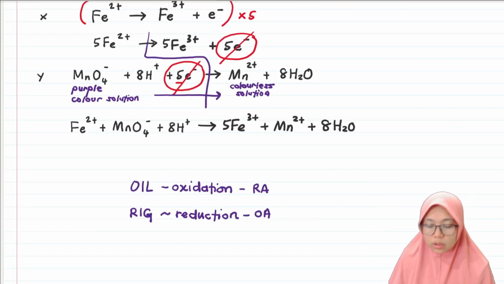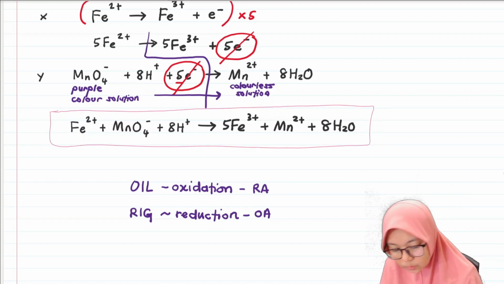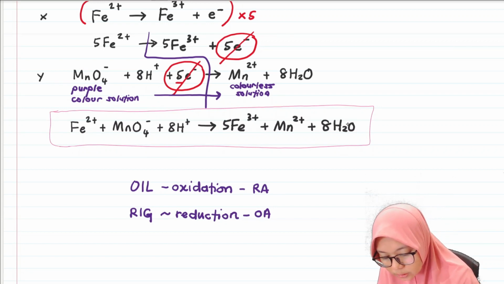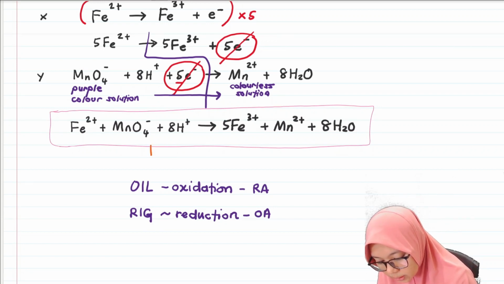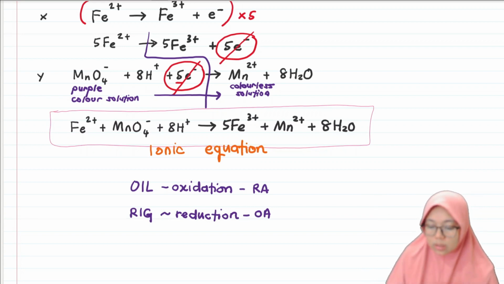As a conclusion, you will see that this equation here is called the ionic equation. So the ionic equation refers to the combination of both half equations at electrode X and electrode Y, where the oxidation and reduction happen during the transfer of electron.